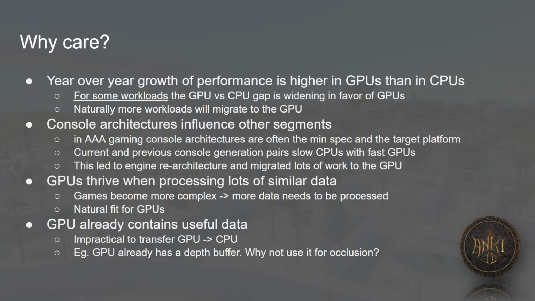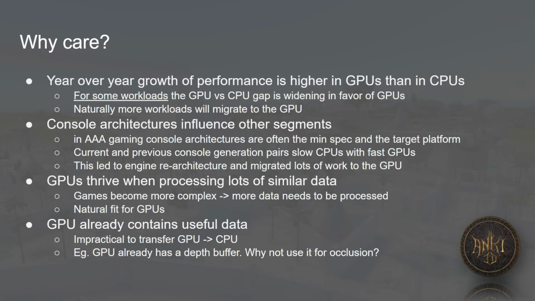Consoles often drive AAA gaming, and they are often the mid-spec and the target platform. Current and previous generation console architectures paired underpowered CPUs with fast GPUs. This CPU-GPU dynamic led to game engine developers migrating lots of work to the faster GPUs.